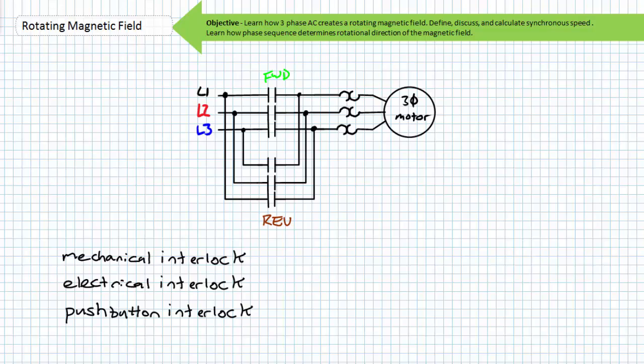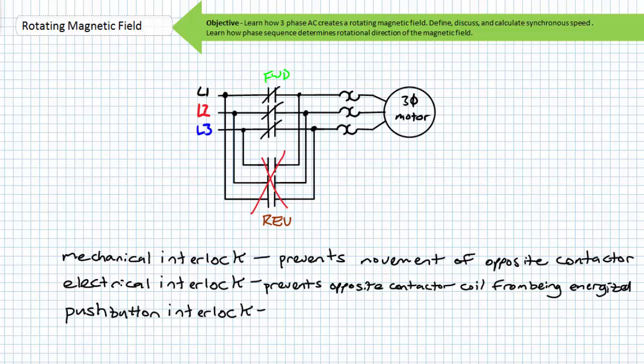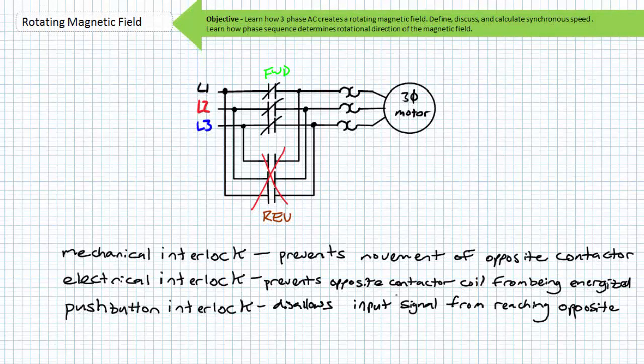It is for this reason that most motor control circuits incorporate several layers of protection to prevent this most heinous of circumstances from occurring. At a basic level, there exists something known as a mechanical interlock. A mechanical interlock prevents the movement of the opposite contactor when the other is closed. When the forward contactor closes, it inserts a wedge in the path of the reverse contactor, and vice versa. An electrical interlock is a means of preventing the coil of the opposite contactor from being energized when the other is already energized. A push-button interlock is a means of disallowing the input signal from reaching the opposite contactor when the other one is being signaled to close.